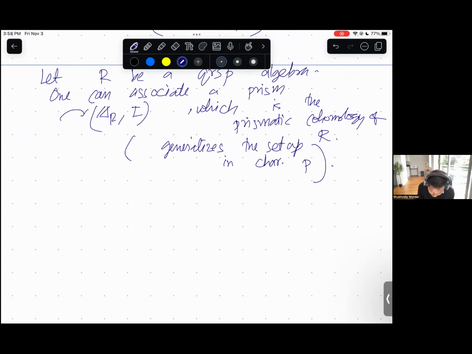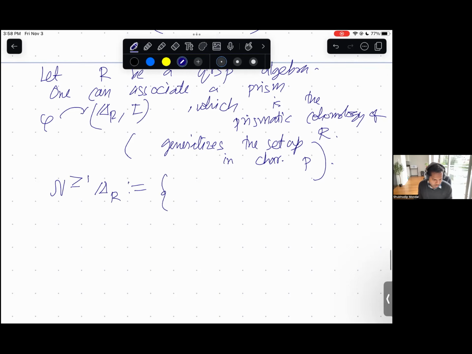This prism, by definition, is equipped with a map that's called a Frobenius map. Using the Frobenius, one can make this definition. This is the set of all elements such that Frobenius is divisible by the ideal. This is called the first piece of the Nygaard filtration.